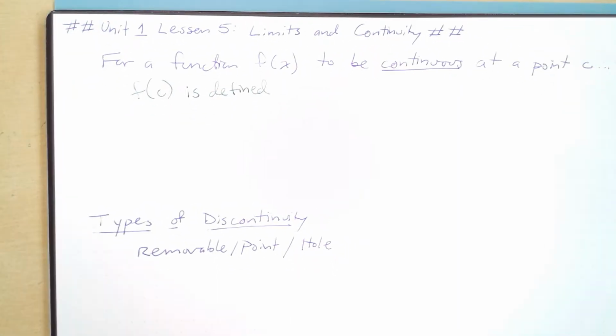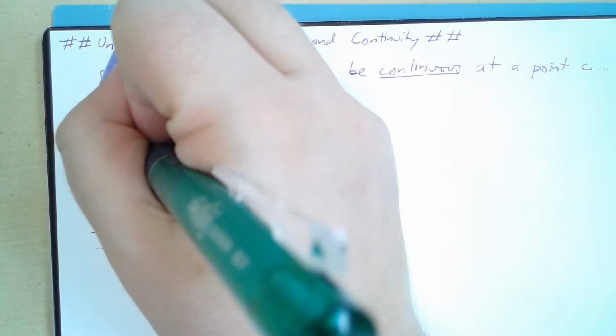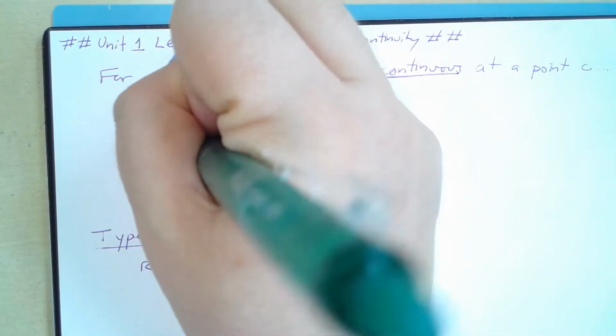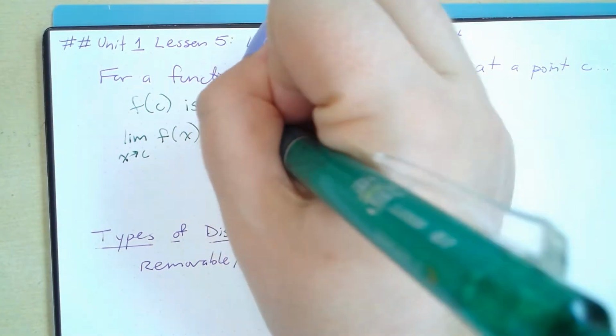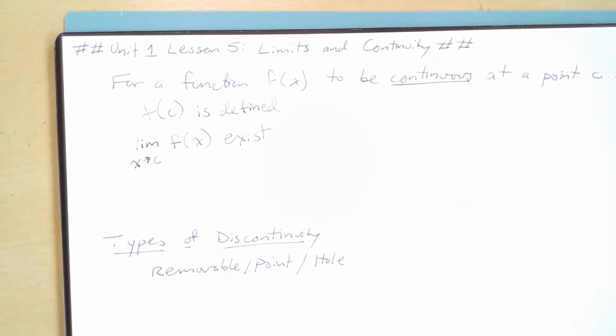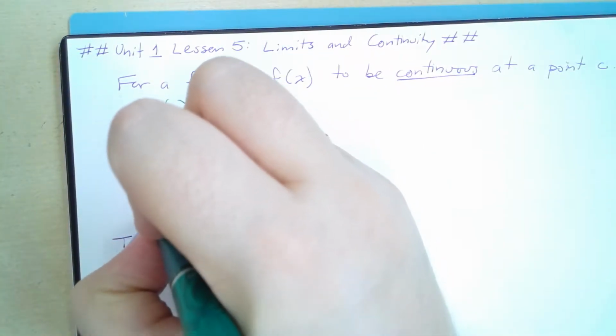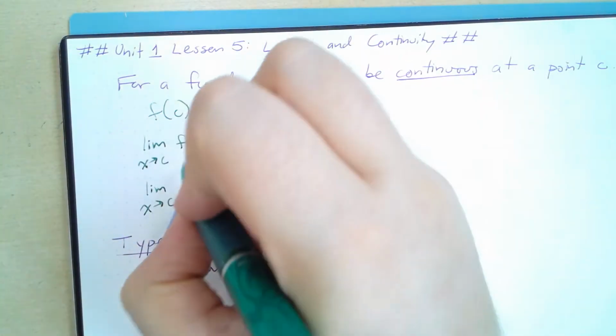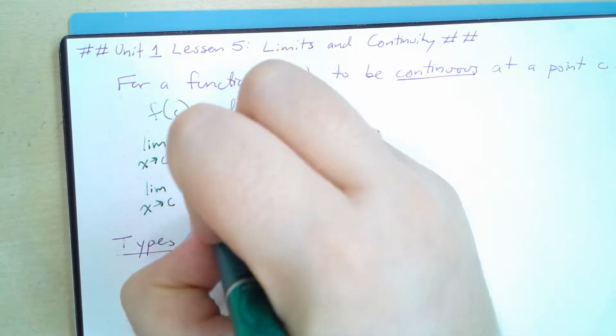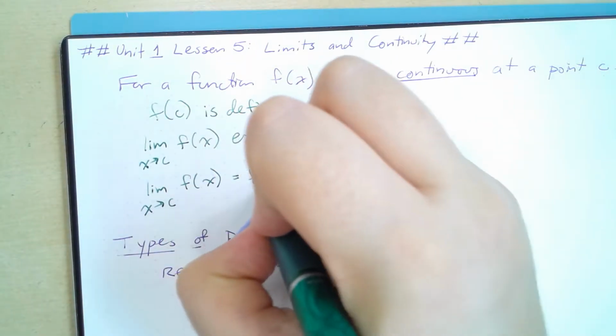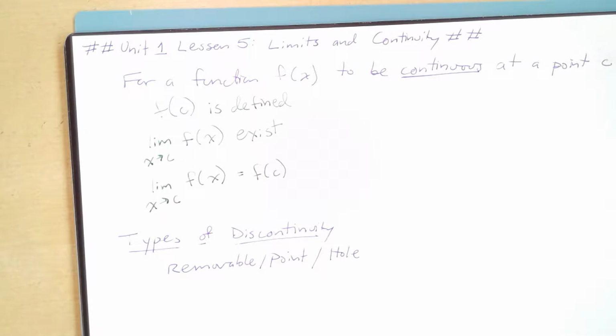And secondly, the limit as x approaches c of f of x has to exist, right? So there has to be a limit and an actual value. And finally, the limit as x approaches c of f of x needs to actually equal f of c. So let's talk about that a little bit more.